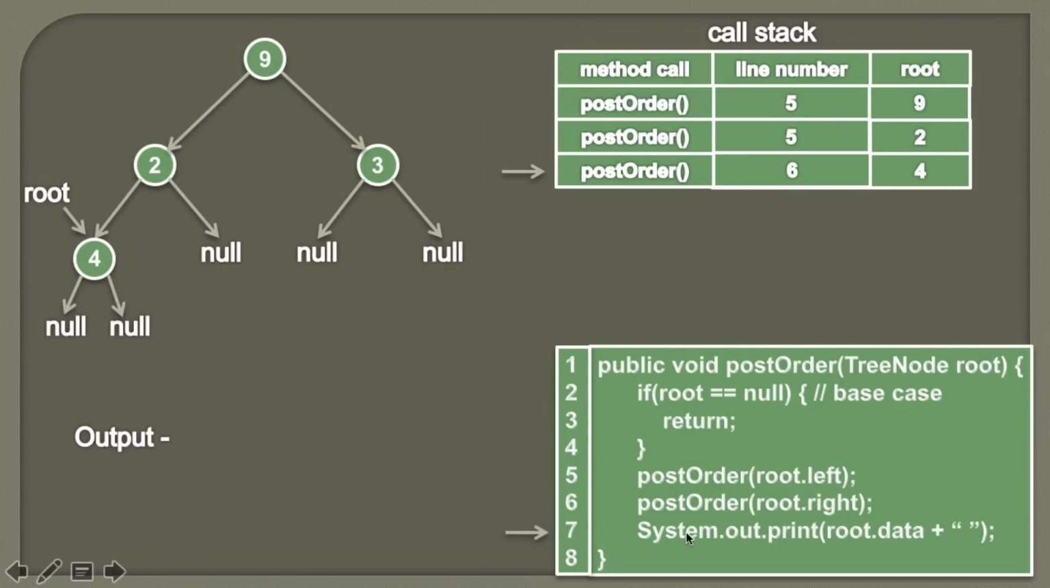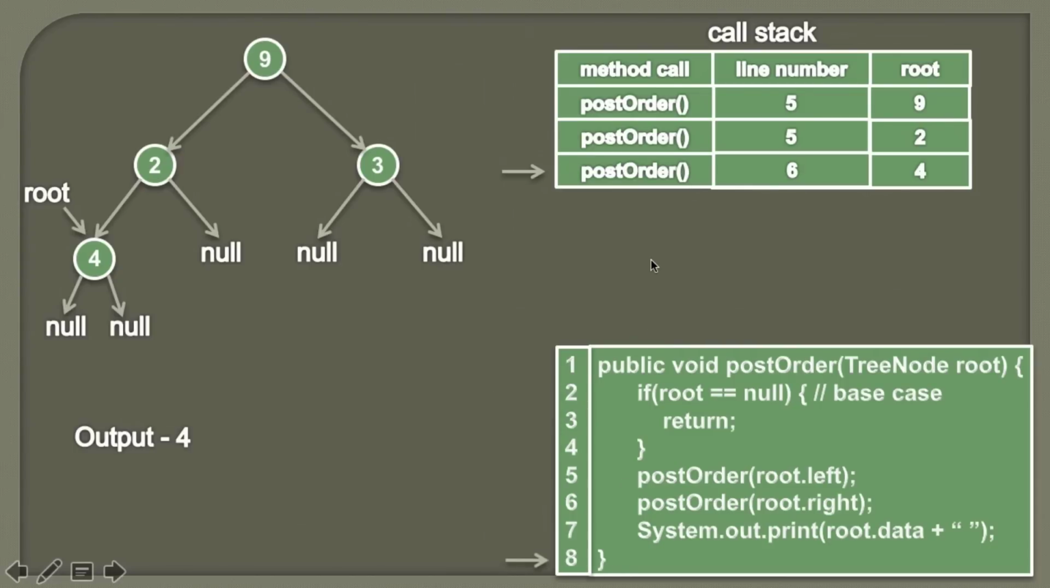So friends, on line number 7, we will simply print the data associated with this root. So friends, in order to process the node 4, what we have actually done is, we have first visited its left subtree completely. Then we visited its right subtree completely. So after doing this stuff, we are actually visiting the node 4. So we are simply printing its data on the console, which is 4. Moving ahead.